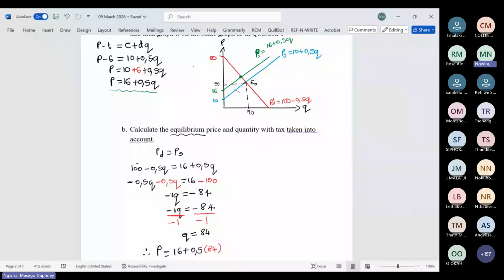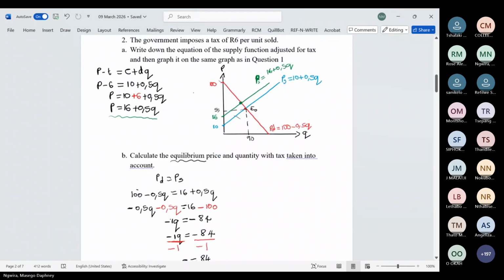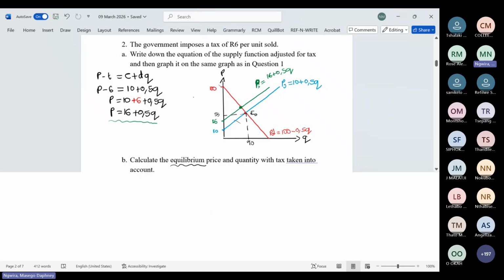That's the one that, on your notes, they call ES. No, it's not ES, sorry. That's the equilibrium after tax. I don't know what they call it. So that's the equilibrium after tax. It's ET. Thank you. So this is ET. Okay. All right. So that's ET.